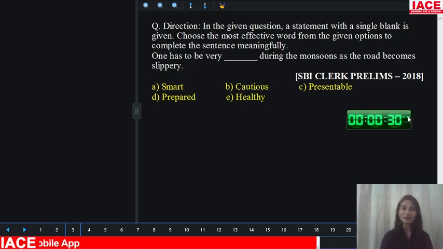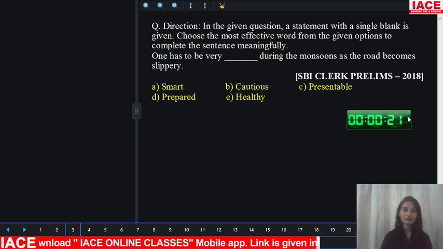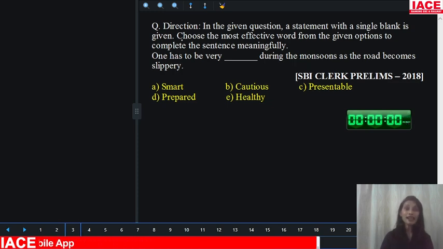Well, here is the next question. Your time starts now. Well, your time is up. Here also you got a fill in the blank, a sentence with a blank. Let's see what is the sentence. One has to be very dash during the monsoons, rainy season, as the road becomes slippery.